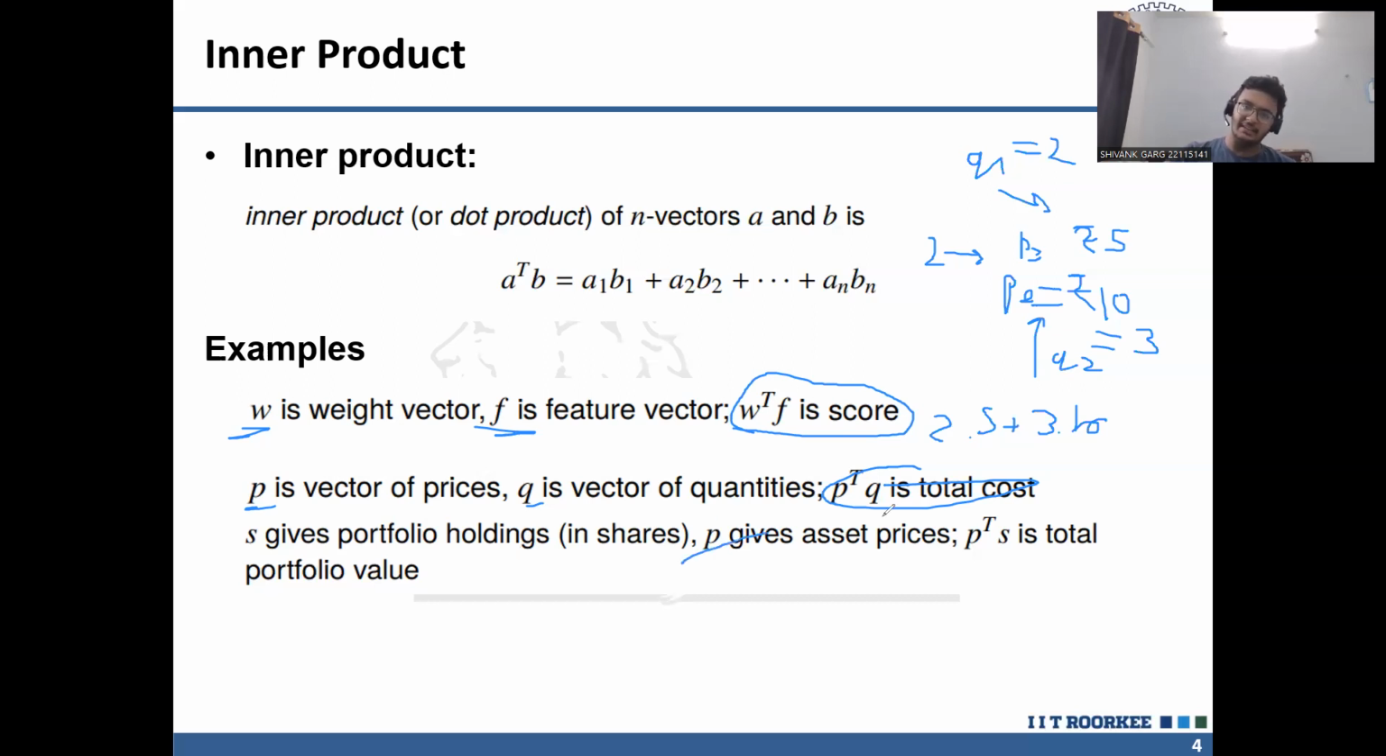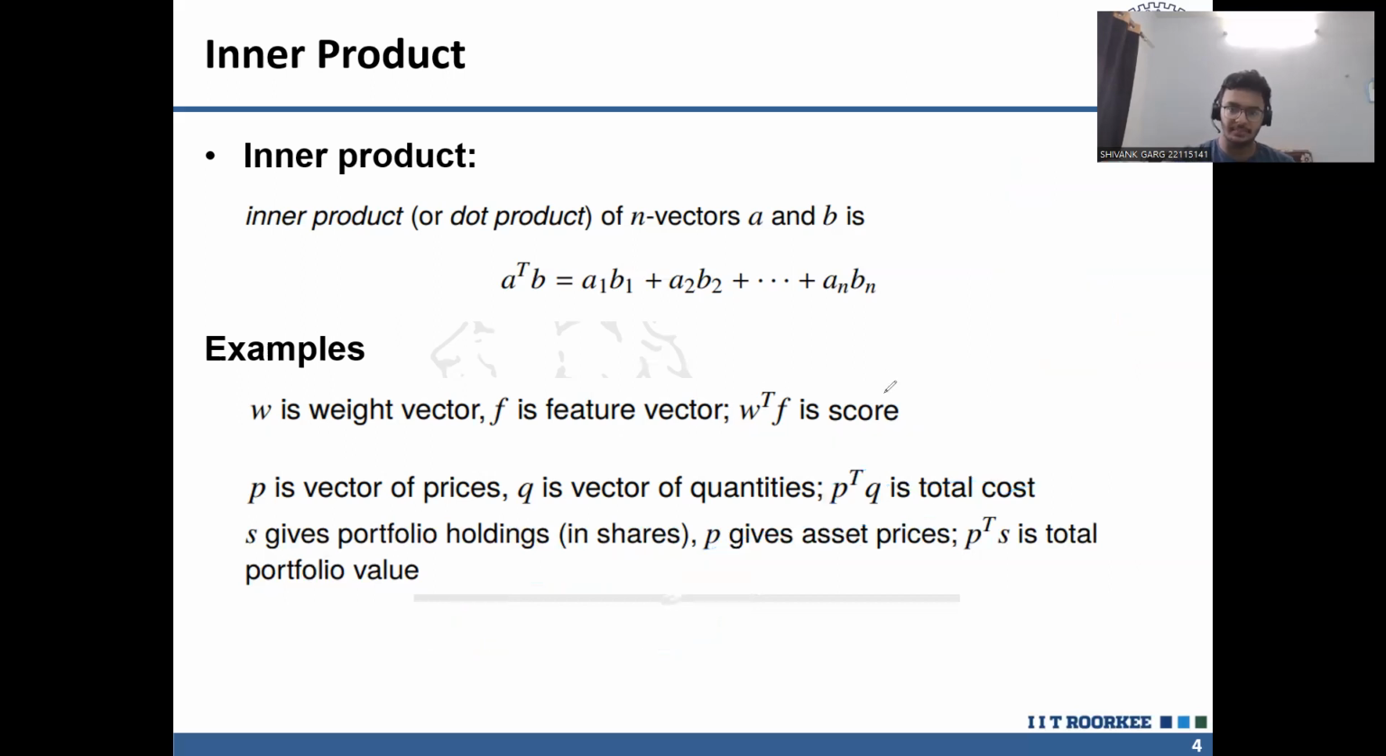So P gives the asset price. For example, you hold one share of the first company and two shares of the second company, and the first one is 20 rupees and the second one is 30 rupees. So P transpose S will be 1 into 20 plus 2 into 30, which is equal to 80. This will give you the total value of the shares you have, and this is actually your portfolio holdings.